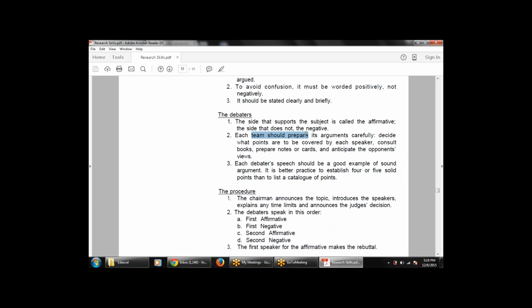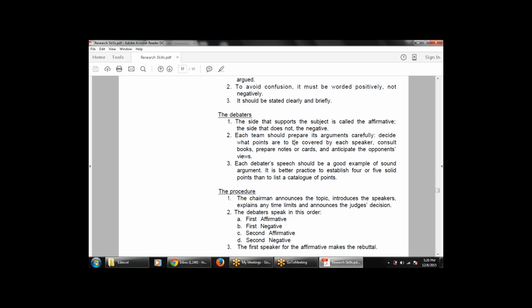The next point says each team should prepare its arguments carefully and decide what points are to be covered by each speaker, consult the books, prepare the notes or cards, and anticipate the opponent's view. So every team should prepare its arguments, whether in favor or in opposition. They can make their notes however they want, but they should keep their arguments very brief and careful.